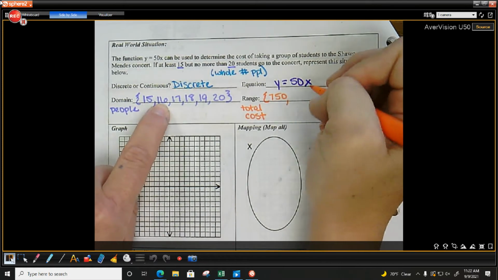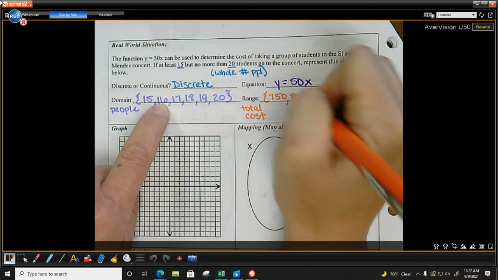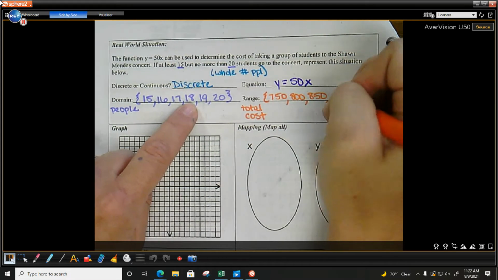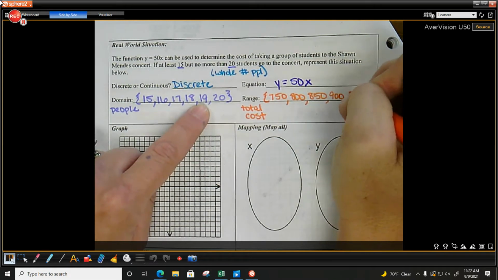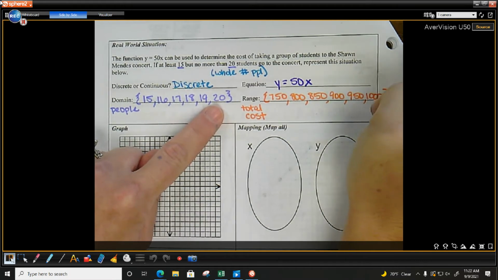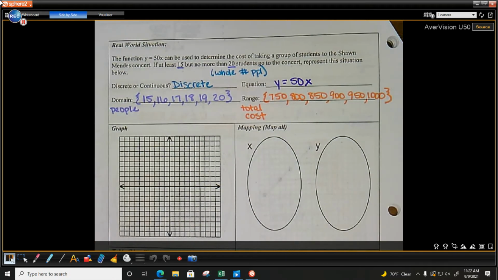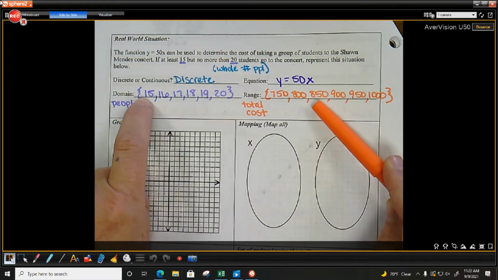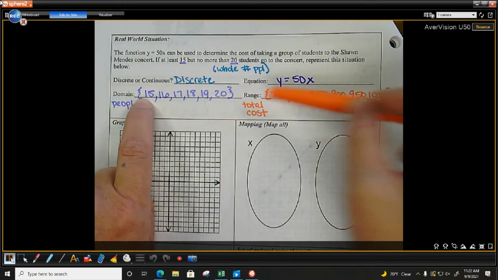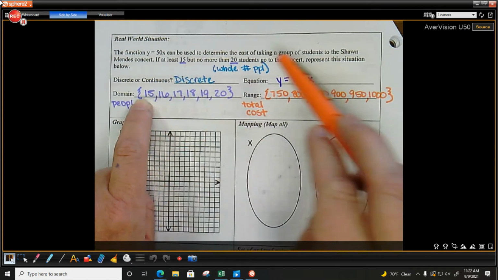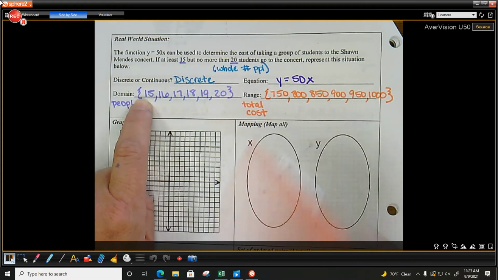If 16 people go, it costs, if 17 people, 18, 19, and 20. Is there a cost or a range value for every number of people or domain value? Yes, there should be. Okay, again, how did we find these? Substitute your x values or your domain values into your equation to find the corresponding cost.